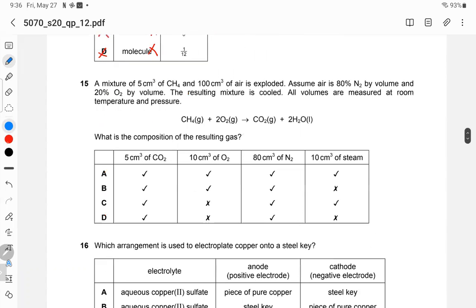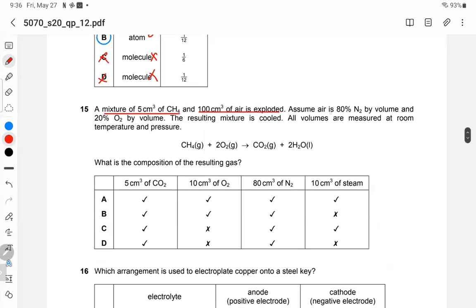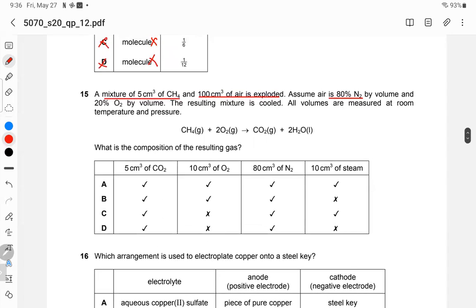Now, question number 15. A mixture of 5 cm³ of methane and 100 cm³ of air is exploded. Assume air is 80% nitrogen by volume and 20% oxygen by volume. So on the basis of that, what I can conclude about this 100 cm³ is that 80 cm³ is nitrogen over here and 20 cm³ is oxygen over here.